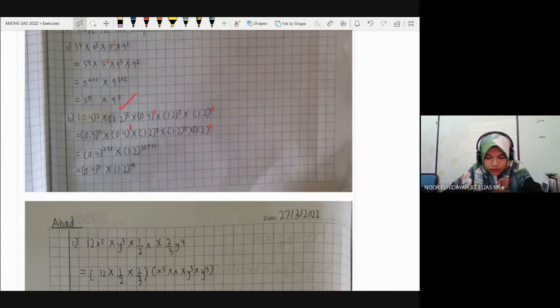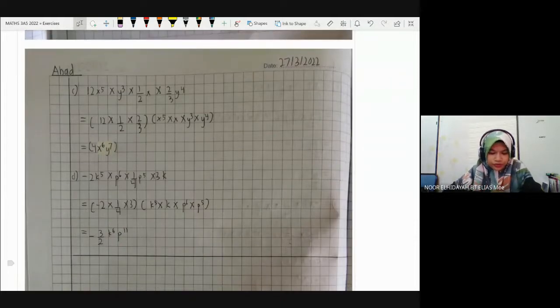Okay, then you solve the index. 0.4 power of 2 plus 1, 1.2 power of 3 plus 5 plus 1. Okay, so the answer is 0.4 to the power of 3 times 1.2 to the power of 9. Okay, good.